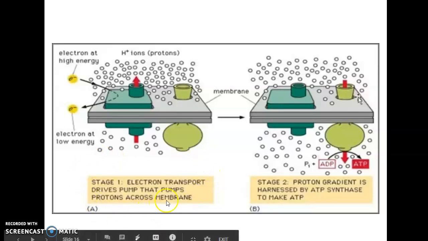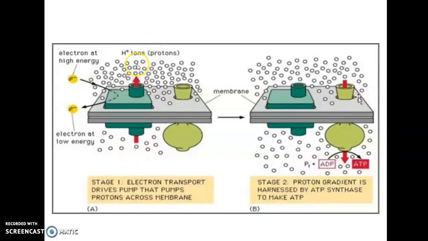So stage 1, we have the electron transport drives the pumps that will pump the protons across the membrane, okay? And then in stage 2, when those hydrogen ions have to go back down the gradient, that proton gradient established will be harnessed by the enzyme ATP synthase in order to phosphorylate ADP and to make or generate ATP.